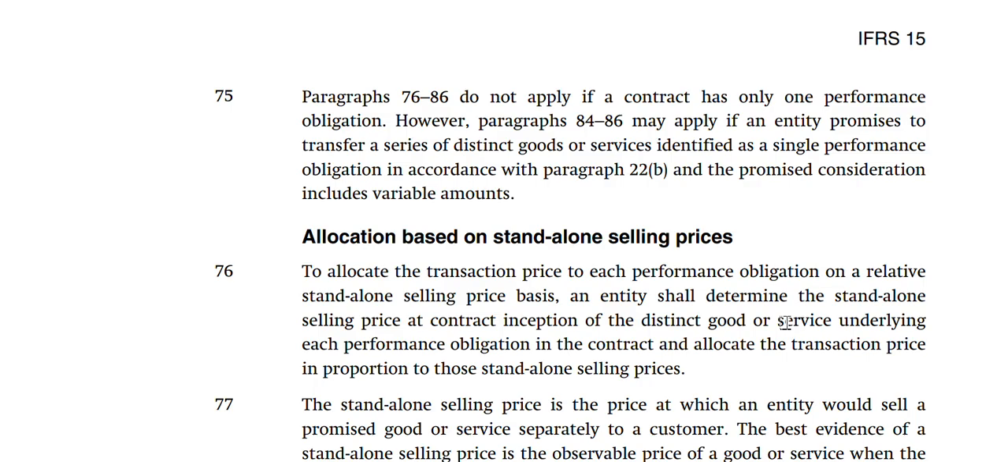Paragraphs 76 to 86 do not apply if the contract has only one performance obligation. However, paragraphs 84 to 86 may apply if an entity promised to transfer a series of distinct goods or services identified as a single performance obligation, and the promised consideration includes a variable amount. So it is very important that you understand the variable amount and the term of the variable amount.